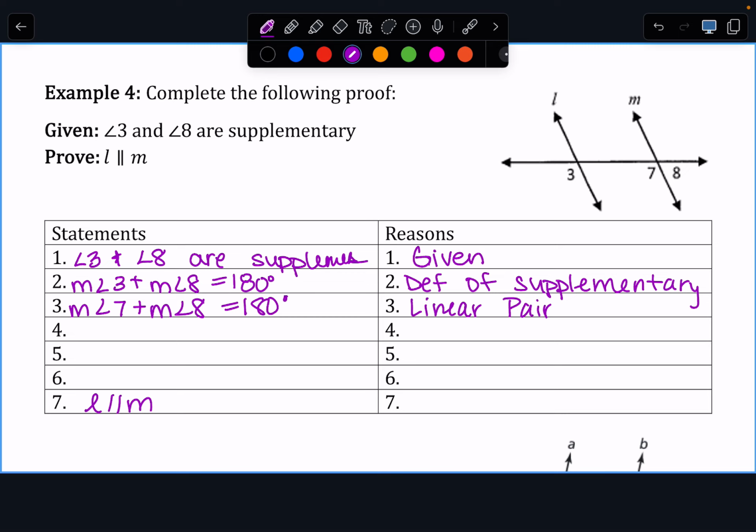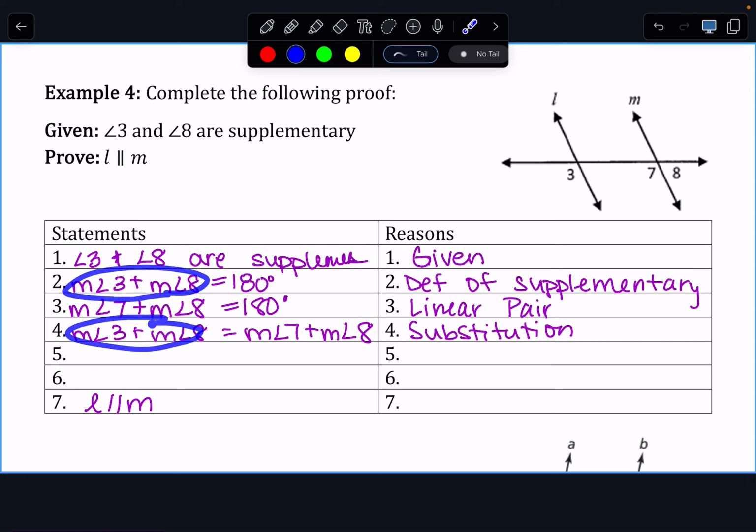We could use substitution. Since these both equal 180, then I can set them equal to each other. Wouldn't it be measure of angle 3 plus measure of angle 7? Oh, and that was subtraction. So I took this and put it here. No, I got it.